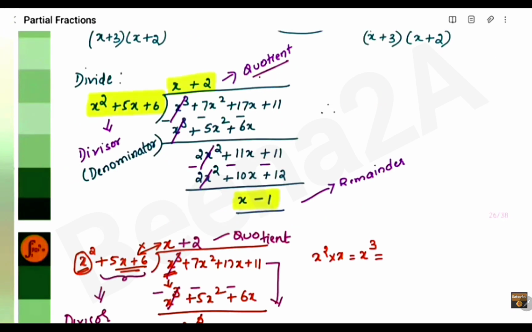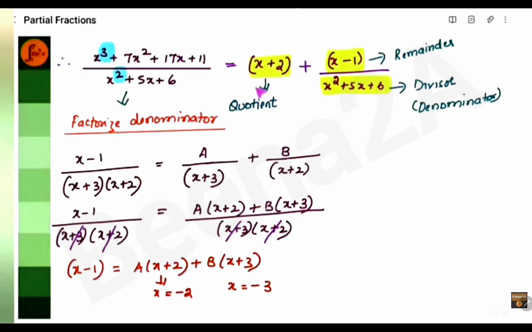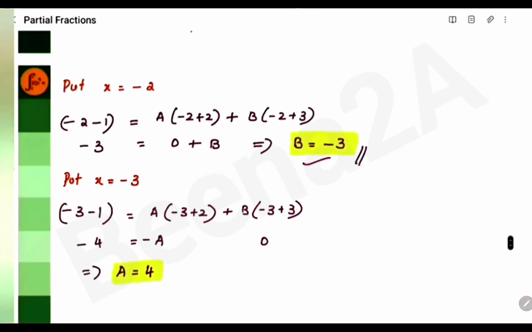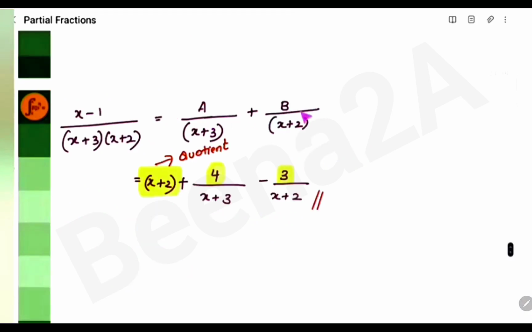Remember this quotient because we are going to add this finally to the partial fraction. This is how the polynomial function will be: x plus 2 plus this expression. We'll have to put the quotient here, plus the remainder over the divisor. So this is the final polynomial function. Now we'll take this proper fraction and use the normal process of finding the values of A and B. We'll split this, find the value of A and B, and then we substitute in this equation, and then finally put the quotient.